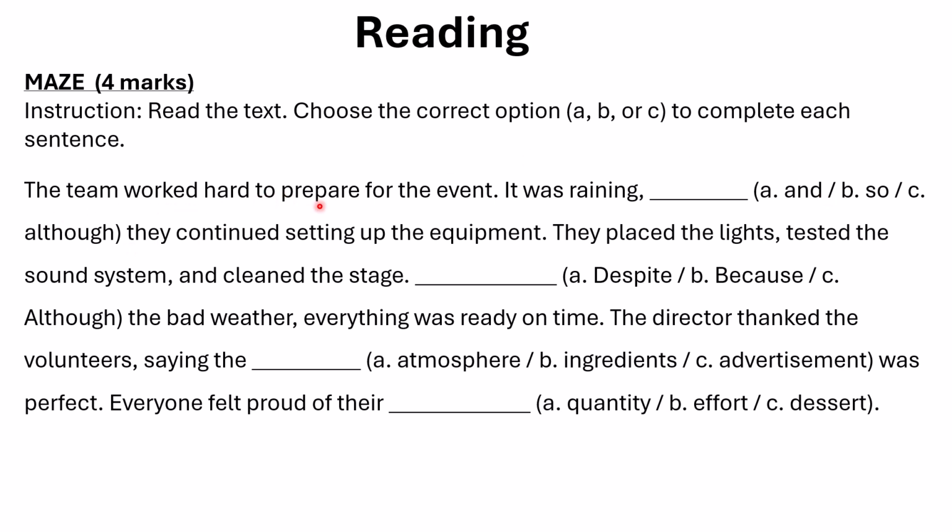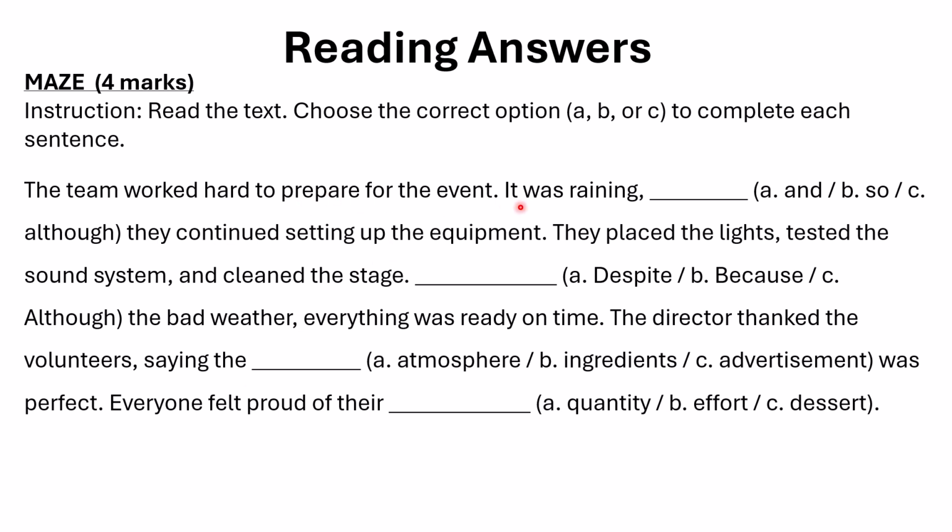The team worked hard to prepare for the event. It was raining. They continued setting up equipment. So here they are talking about an event, and when they wanted to prepare for the event, there was rain. So what did they do? It was raining, still they continued setting up their equipment. Which type of grammar has been used here? They continued setting up the equipment.